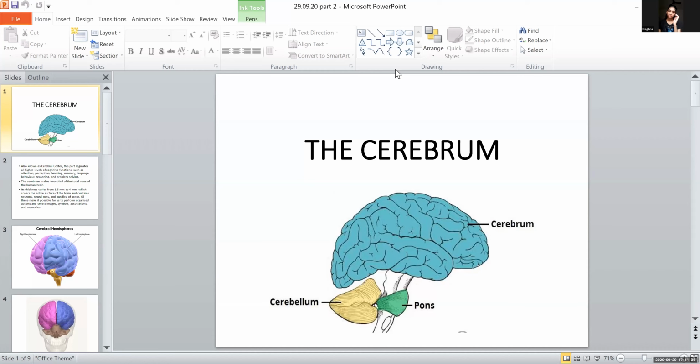So we studied the different divisions of the brain and different structures in class. We divided it into hindbrain, midbrain, and forebrain. And we had been discussing the forebrain towards the end of the last class. Now we reached the cerebrum. The cerebrum forms the majority part of the brain.